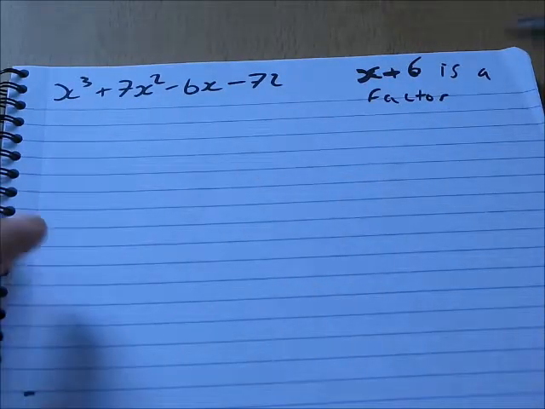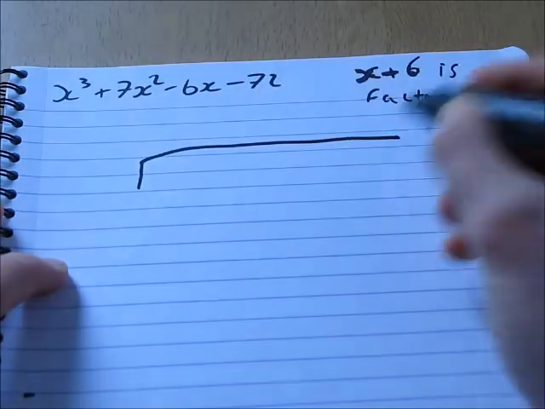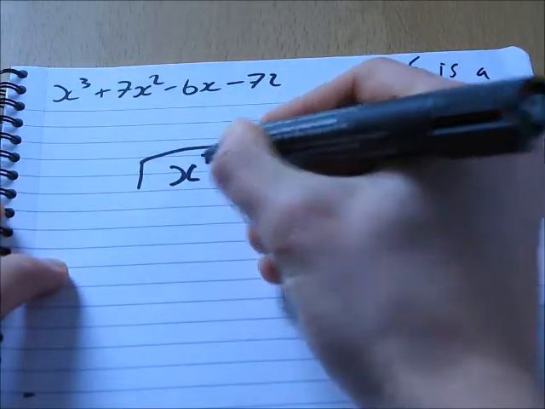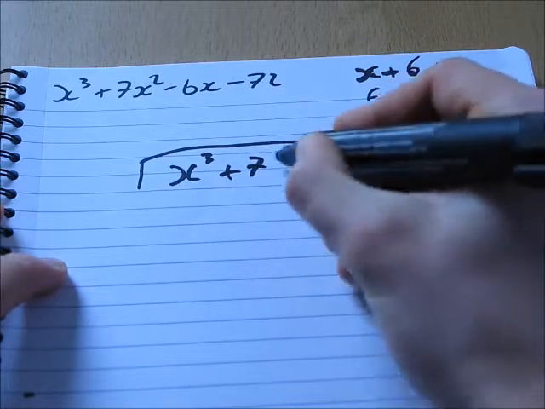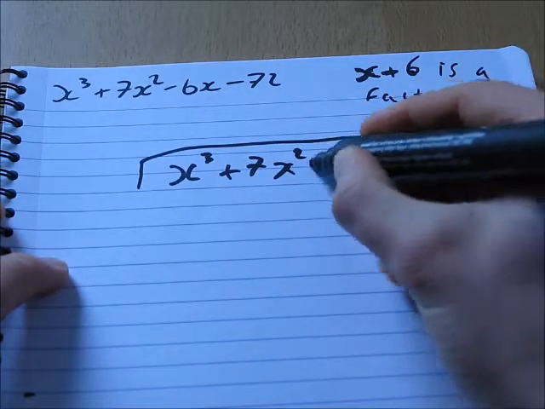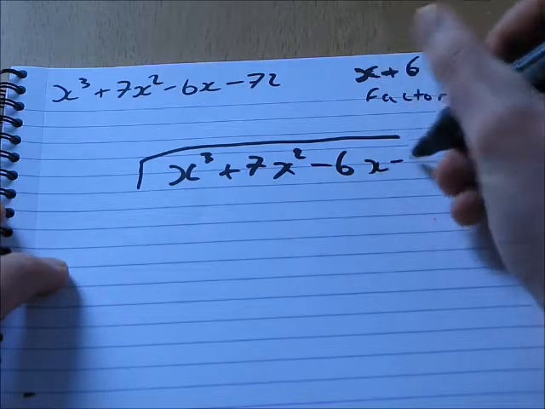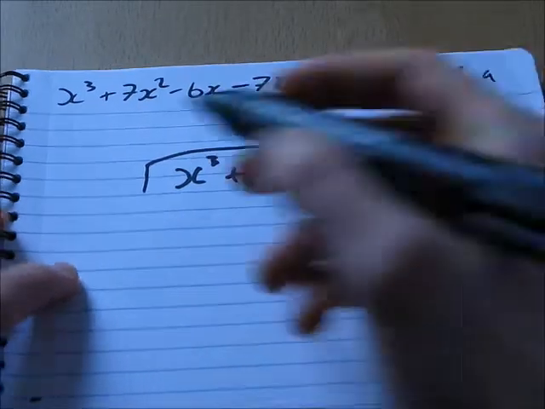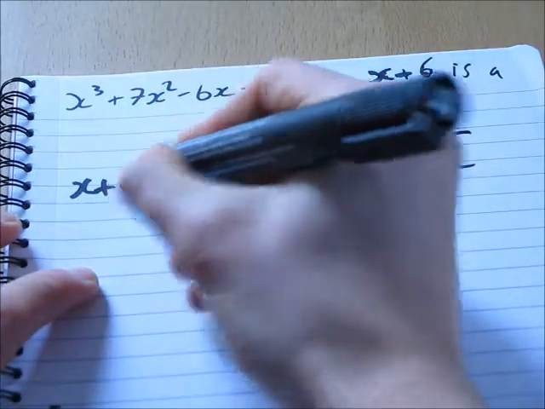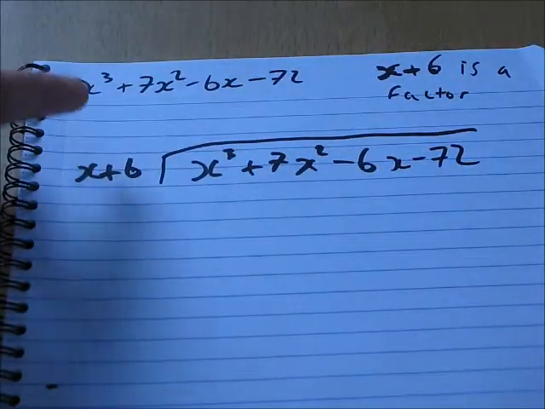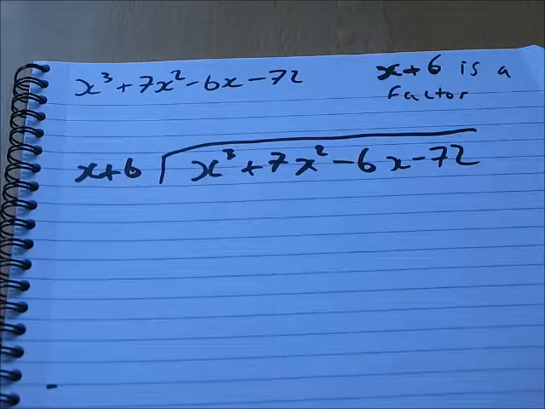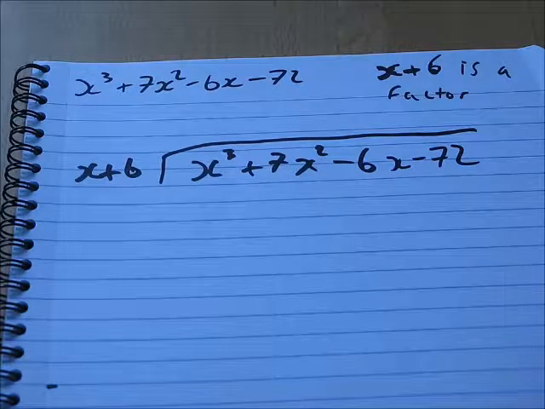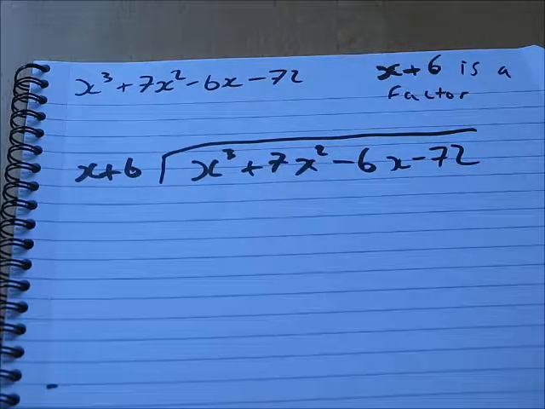So the way you're going to want to start it off is by drawing a kind of box, a frame, and we're going to put the cubic inside. So we've got x cubed plus 7x squared minus 6x minus 72, and we're going to be dividing that by x plus 6. The way a question would look is that it would say x cubed plus 7x squared minus 6x minus 72 has a factor of x plus 6, find the other two factors. So that's what I'm going to be doing and you're going to be watching.